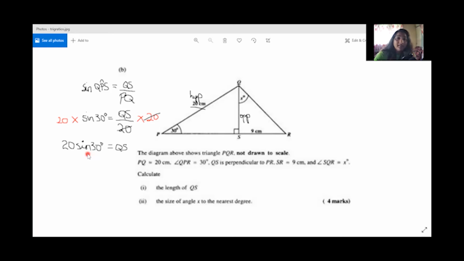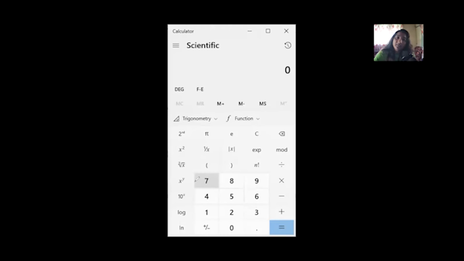So to evaluate sine 30, what I'm going to do is go to my calculator. What we're going to do now is evaluate our trigonometric value for sine 30. When you use your typical scientific calculator, I have to enter my angle's magnitude first and then press my trig function. So when I evaluate sine 30, I'll get 0.5. This is my trigonometric value. I'm going to substitute this back into my equation, and this will help me evaluate the length of QS.